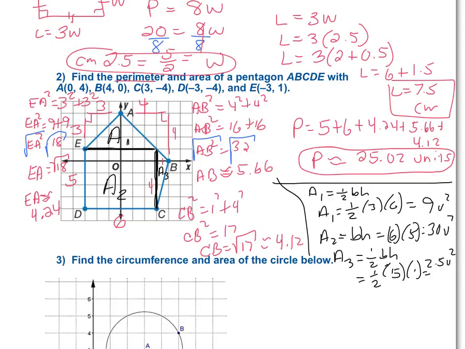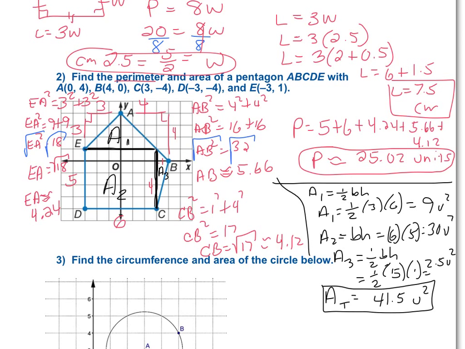So if I add all of these up, then the area total, I'm going to call that area sub t, then I have 39 plus 2.5, which would be 41 and 5/10 square units. And that would be our area.